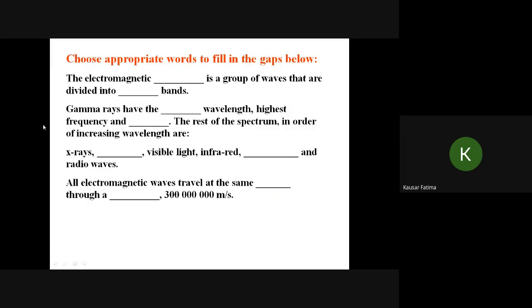Now some blanks to fill in. The electromagnetic dash is a group of waves that are divided into how many bands? Let us fill up. Spectrum is a group of waves that are divided into 7 bands. Gamma rays have the shortest wavelength, highest frequency, and energy. The rest of the spectrum in order of increasing wavelength: after gamma rays we have X rays, and the wavelength increases as we go towards the right side. Ultraviolet, visible, infrared, microwave, and radio waves.